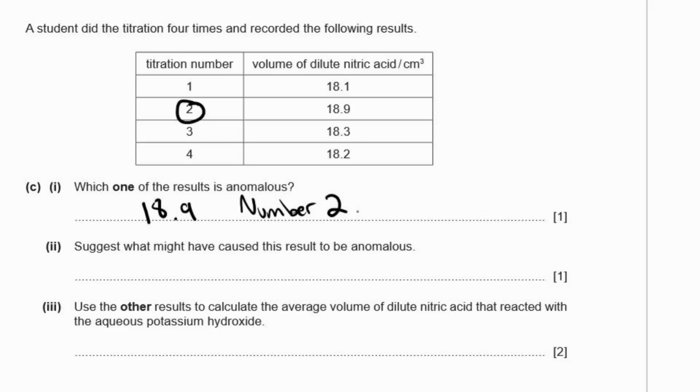C2, suggest what might have caused this result to be anomalous. Generally, what will often make you have more dilute nitric acid used is that you just overshot the endpoint. It's very difficult to get the exact drop you need. It's a skill, so it's very easy to overshoot. That's why you need to do lots of titrations. Another thing you could put down here is that you used more than the 25 centimeters cubed of potassium hydroxide that you were supposed to use.